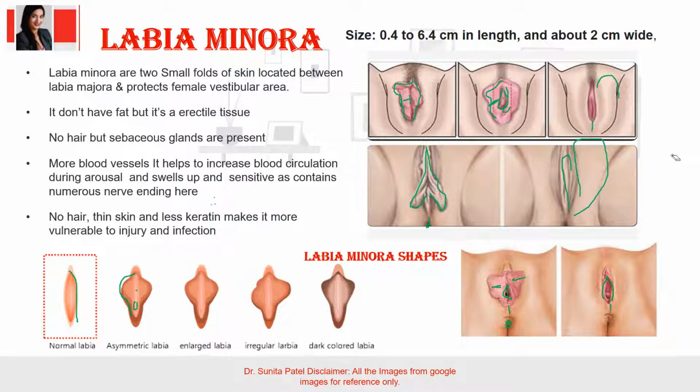So we can't say that it is abnormal labia minora. We should not term it as abnormal. We can term it by different names like enlarged labia, irregular labia, dark color labia, asymmetrical labia. You can say it like that.